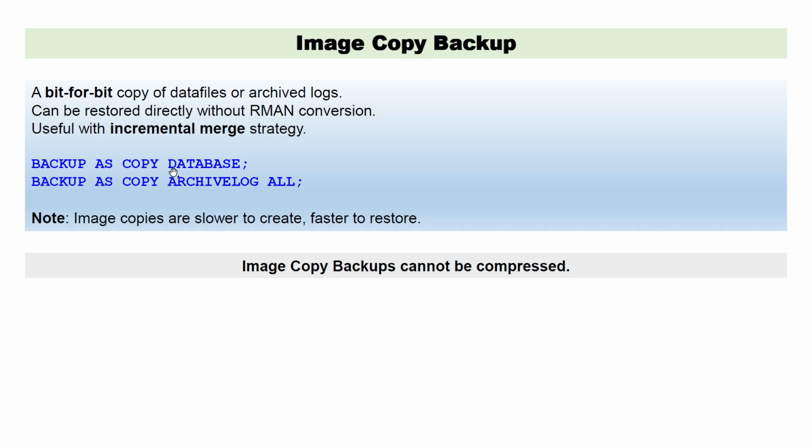What it will do is physically copy all the data files belonging to the database. You can also take the archive log backup as a copy. So you can say backup as copy archivelog all. Image copies are slower to create but faster to restore. Now why are they slower? Because it will copy the data files, whether it is a used block or an unused block, it will copy all of the files, all of the data files bit by bit. So if there is unused space, it will still be copied into the image copy backup.